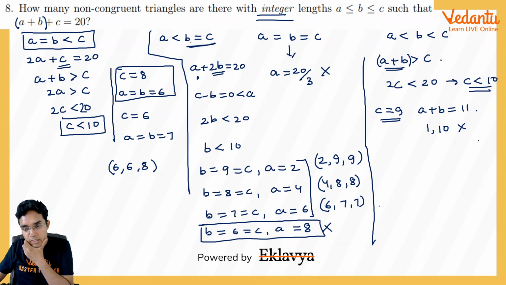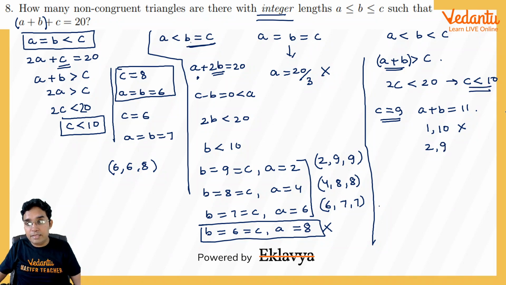Also this is not possible because 1, 9, 10 will not give you any triangle. So we will take A as 2, B as 9. Once again, we have taken B and C to be equal, so this is also rejected. So I think we will get valid values starting from 3, then 3 comma 8, I think a valid value. Then 4, 7, this is also a valid value.